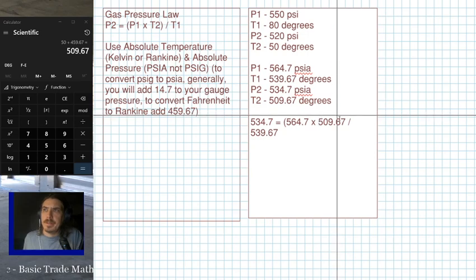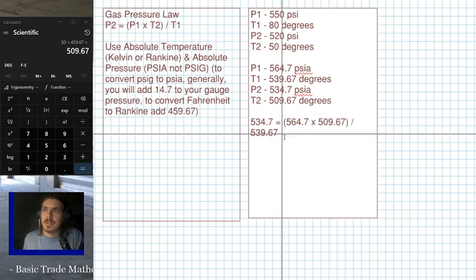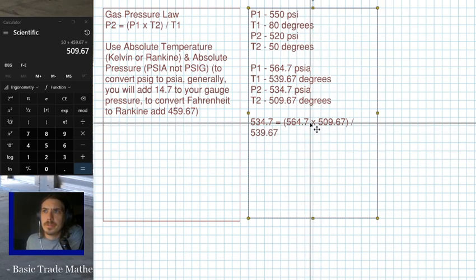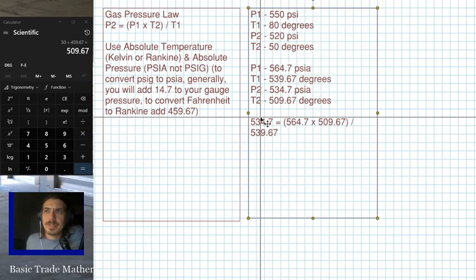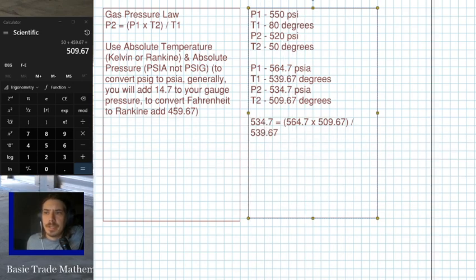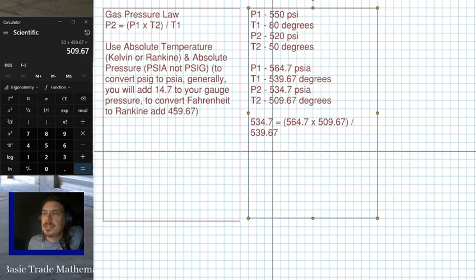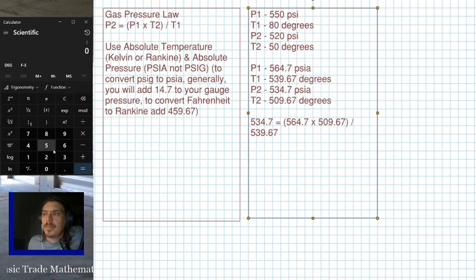We'll go ahead and add in our parentheses. So if these numbers in the formula do not come out to this number, we know that we have a leak. So let's just give that a shot. 564.7, let's add our parentheses here just to make sure, 564.7 multiplied by 509.67 divided by 539.67.